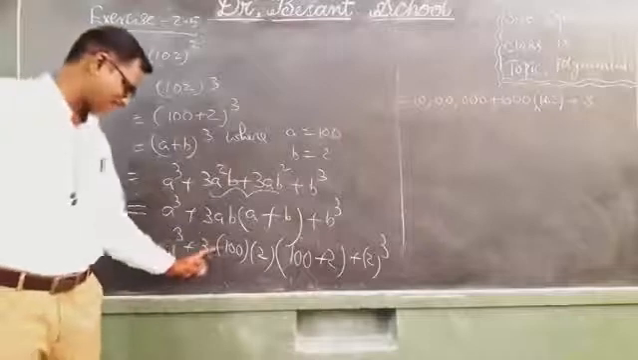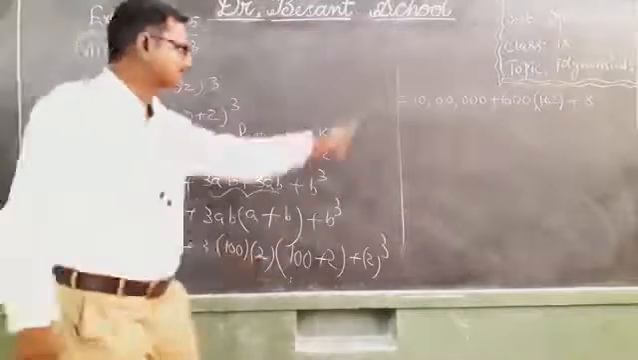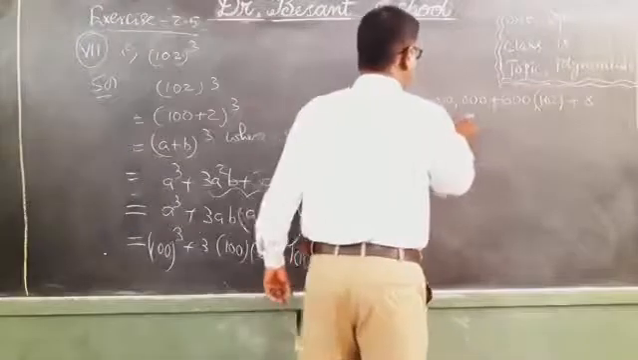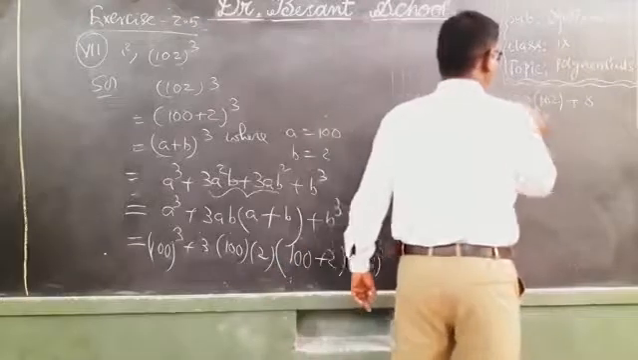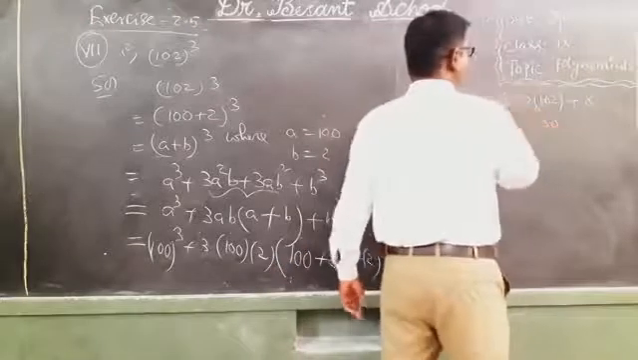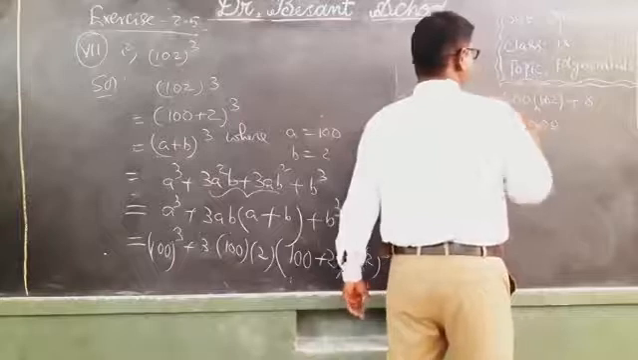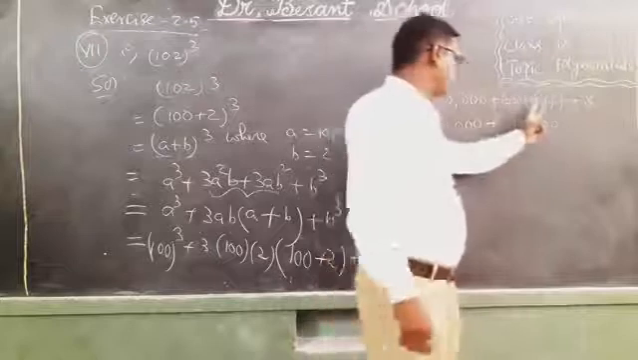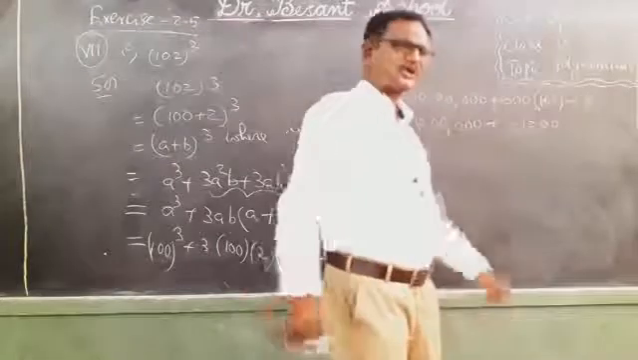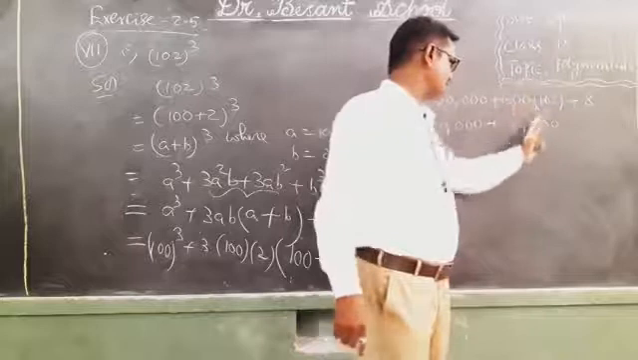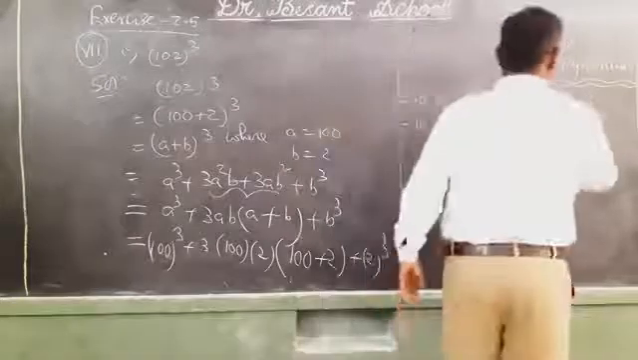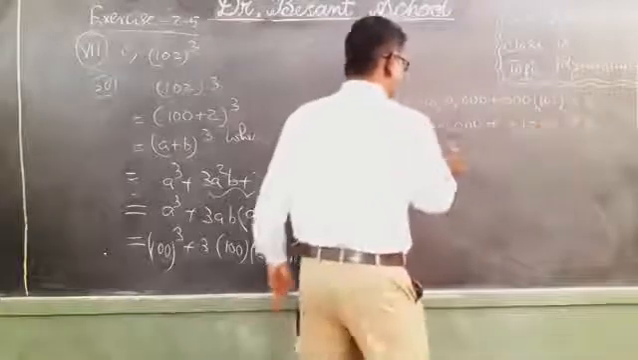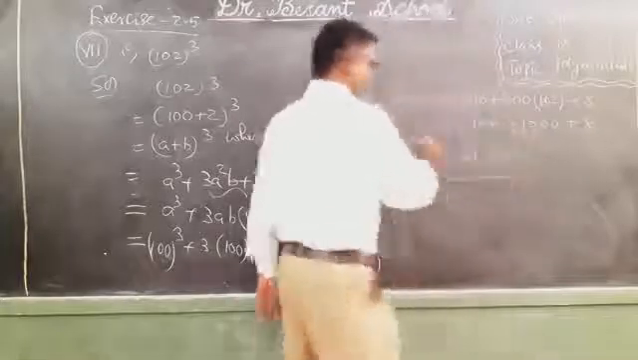Now observe, 300s are 300, 300 2s are 600, 600 into 102 plus 2 cube, 8. So this is 10 lakhs. Okay children, plus see 0, 0, 0, 0, 6 2s are 12, 6 1s are 6. So 102 600 are 61,200. Why? Because 2 zeros I have written, 6 2s are 12 and 6 1s are 6, plus this is 8. Now observe, 10 lakhs 61,200, 8.